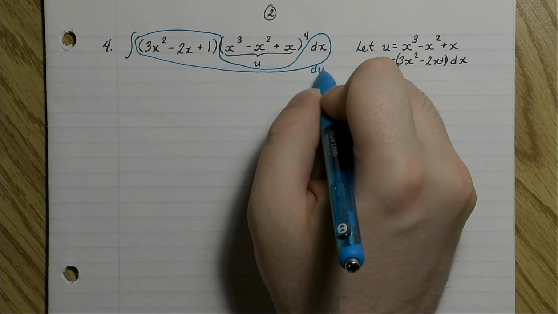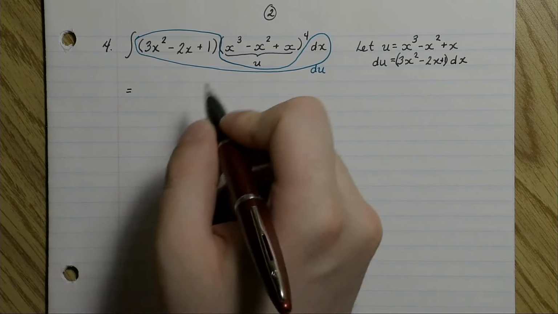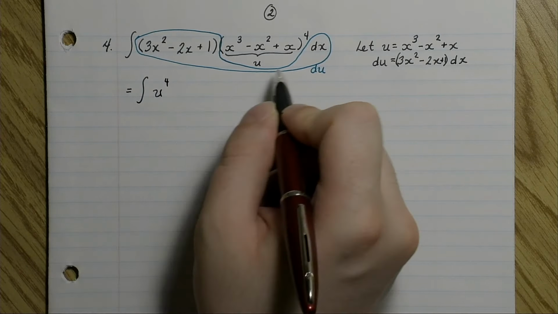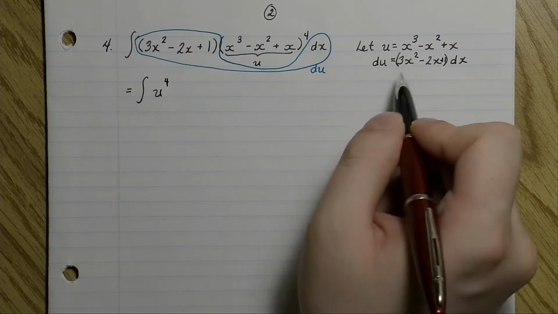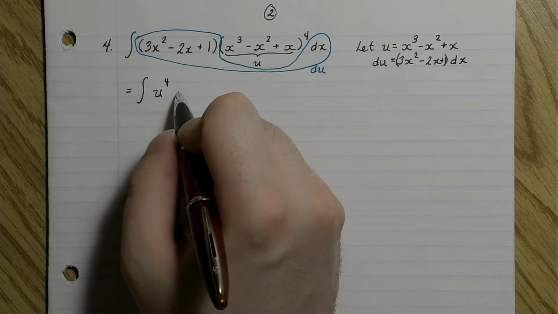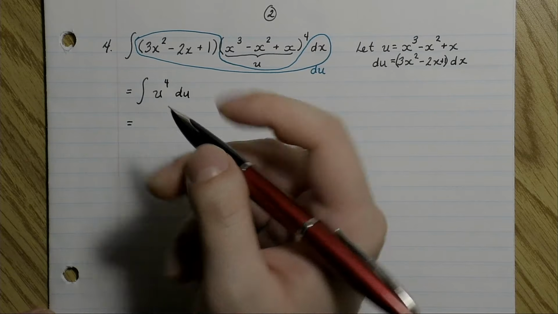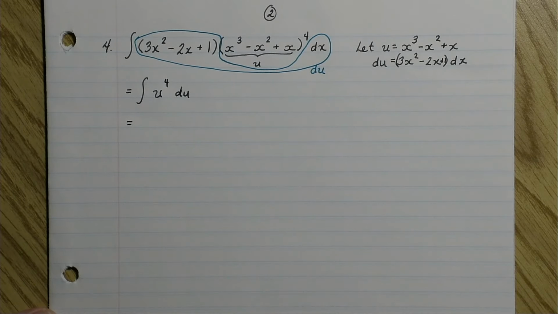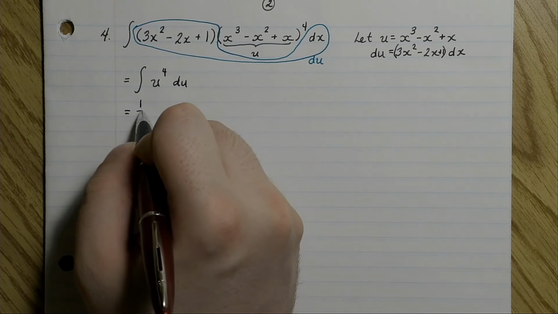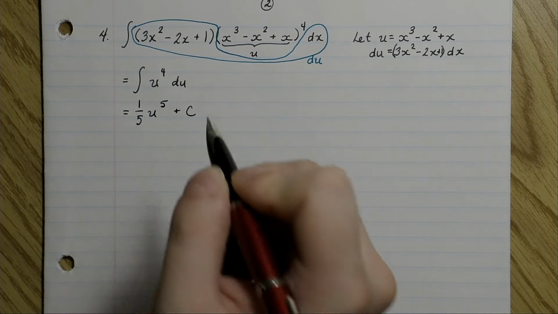This is what's going to be my du. So again, I can just replace that now. So I have the integral of u to the fourth, and the du, this is equal to the 3x squared minus 2x plus 1 dx. So I can just simply write du. And that becomes 1/5 u to the fifth plus c.